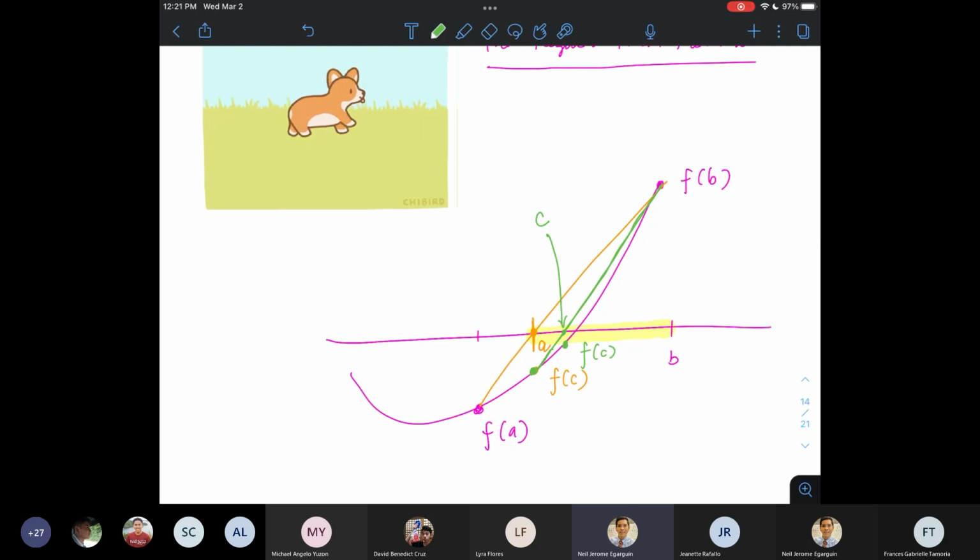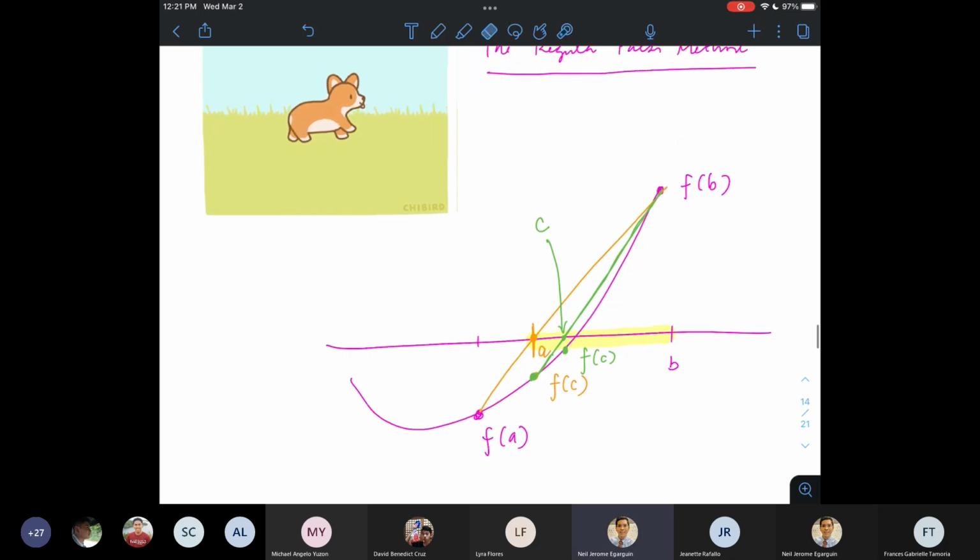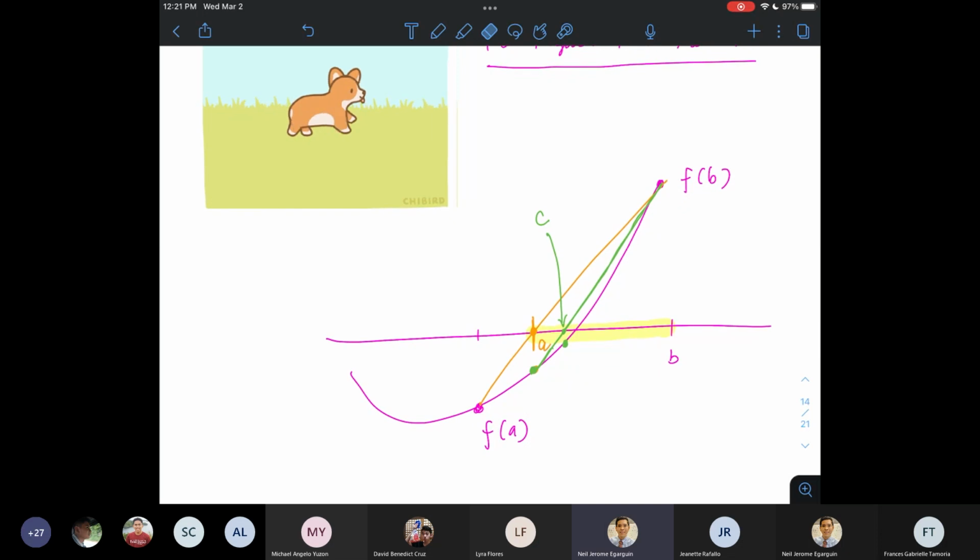The f of C is negative, and my f of B is positive. So I will retain B as my B, and C becomes the new A. This will be the A in the next iteration. Okay? And then you'll continue the process. Okay? Tapos ito yung idea graphically.